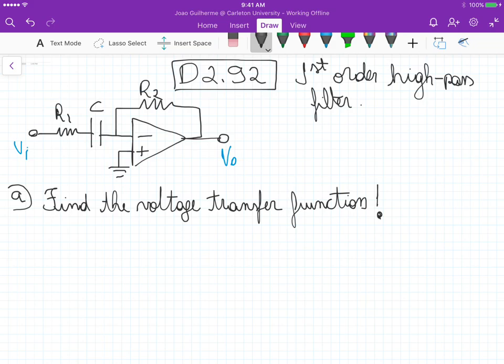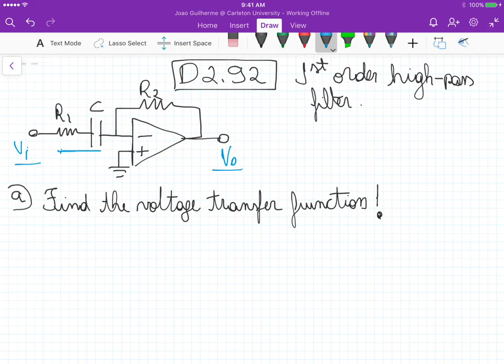This is the solution for problem D2.92, and in this problem we have a first order high pass filter using an op amp. So we have our input voltage here and our output voltage here. We have the op amp, so it's an inverting amplifier, right? But because we have this capacitor here, it implements a high pass filter. Okay, so from this circuit here we need to figure out what's the voltage transfer function.